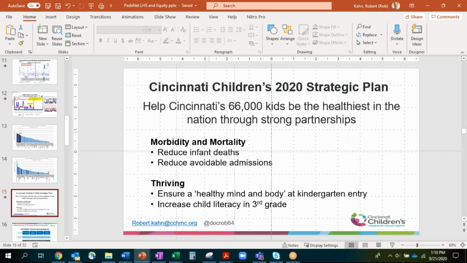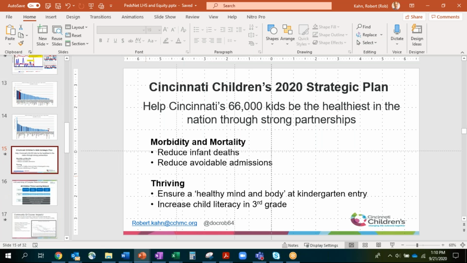All right, let's jump ahead then. And again, you can definitely stop me for questions. There's nothing absolutely critical here, but this is what developed for our 2020 strategic plan: four overarching health equity goals. Reducing infant deaths for the county, reducing avoidable admissions, which I took all the extra stuff off, but this was reducing admissions from two neighborhoods by 20%, trying to develop a measure of thriving at age 5, and increasing child literacy in our Cincinnati public schools by third grade.